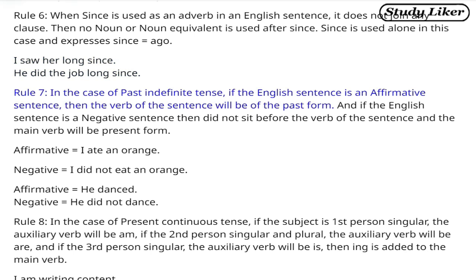Rule 7. In the case of past indefinite tense, if the English sentence is an affirmative sentence, then the verb of the sentence will be of the past form. And if the English sentence is a negative sentence, then did not will sit before the verb of the sentence and the main verb will be present form. Affirmative: I ate an orange.